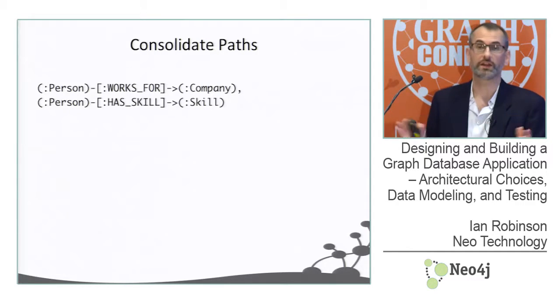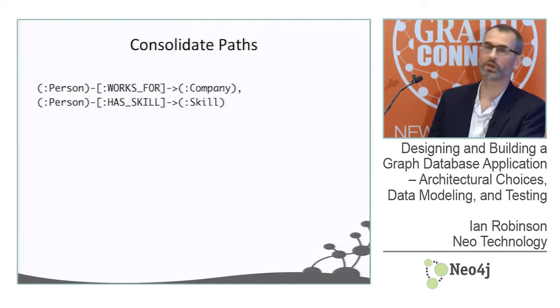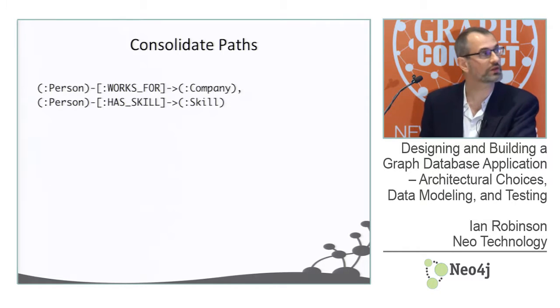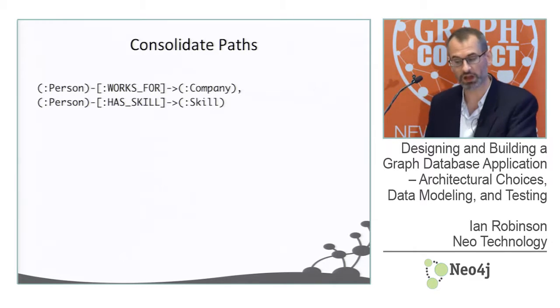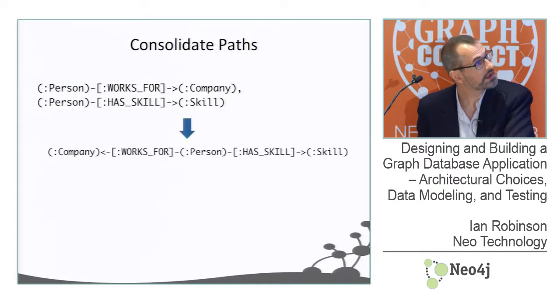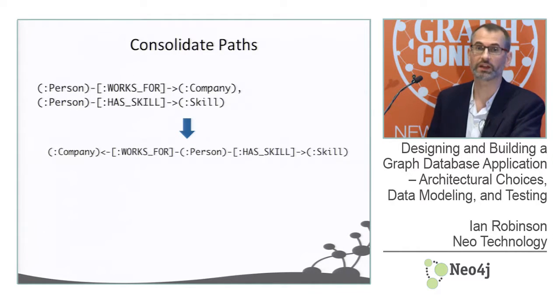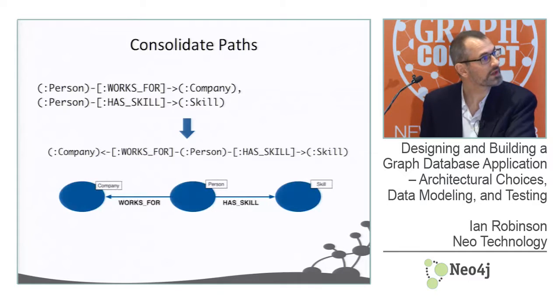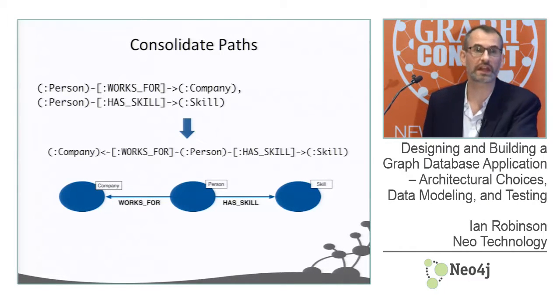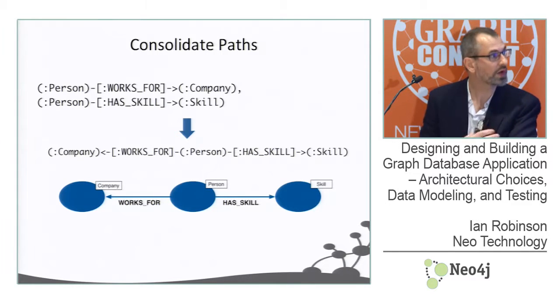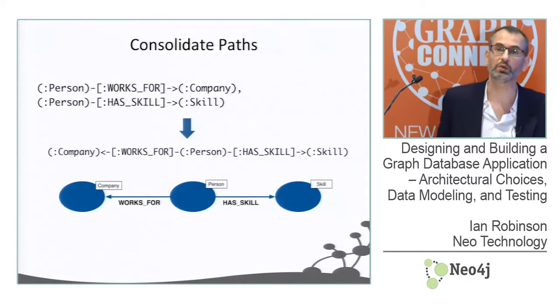Now, I can actually consolidate these two paths. Max was going in the other direction in his talk. He was taking a single path and breaking it up into a couple of comma-separated expressions. I just want to show that here I can consolidate these two expressions and come up with a single Cypher path. A person works for a company, and a person has a particular skill. So this is a Cypher, an ASCII art representation of a path. It's effectively us drawing this picture. A person works for a company, has a particular skill. And you can see the labels that I would attach to the nodes here.